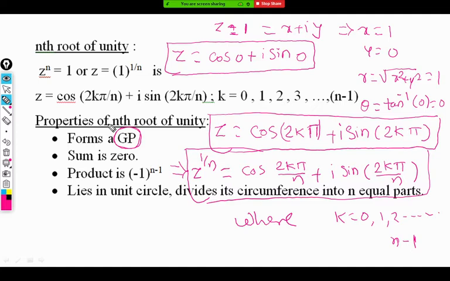Then the sum of the roots of unity is always 0. When you add all the roots of unity, they will always sum to 0. That's the second property. And the product of the roots of unity is this one. When you take the product of all the roots of unity, you will get minus 1 raised to n minus 1. Okay, we'll check it, because when you take a product, you should get again the same number 1.